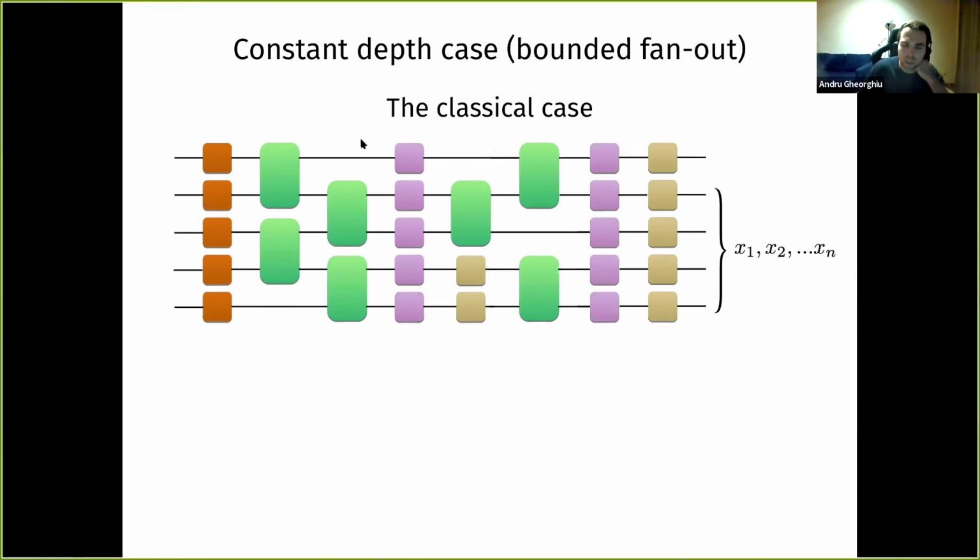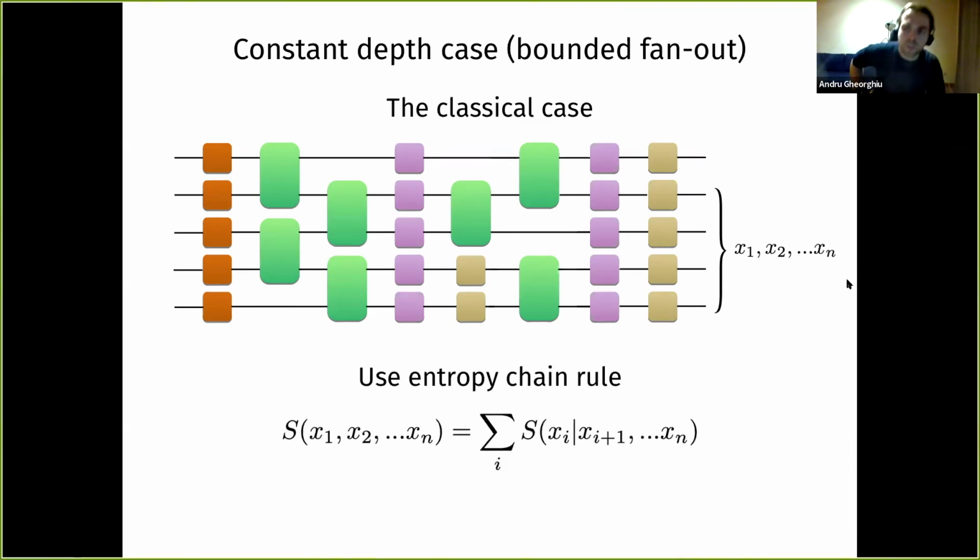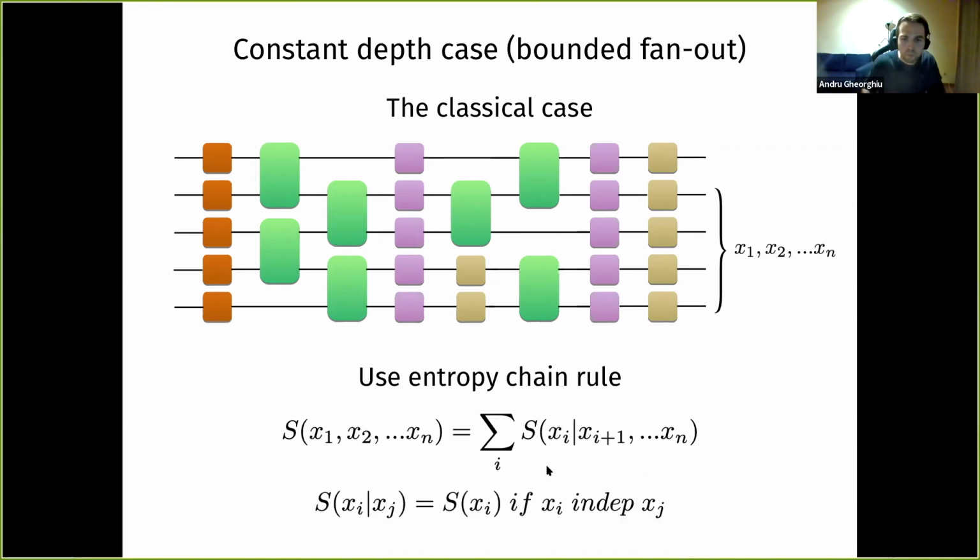So let's look at the classical case first. Now we have a classical circuit, assume that the inputs are just uniformly random bits, and we have some output bits, n of them. One thing that is very natural to do is to use the entropy chain rule to compute what the entropy of this output is. So you can write the entropy of the output as the sum of these conditional entropies where i is from 1 up to n. And it's important to note here that whenever xi and xj are independent random variables, then this conditional entropy of xi conditional on xj is just equal to the entropy of xi.